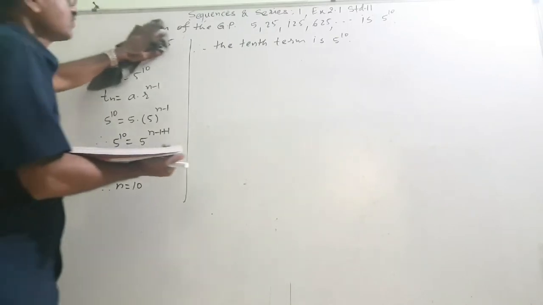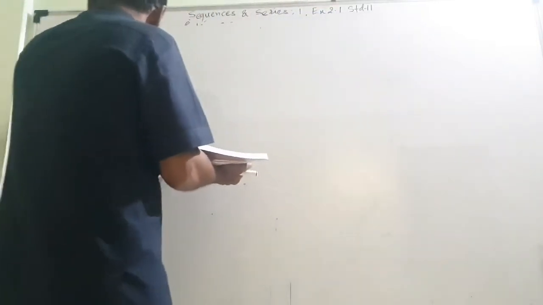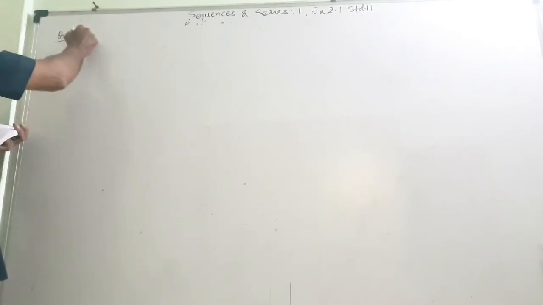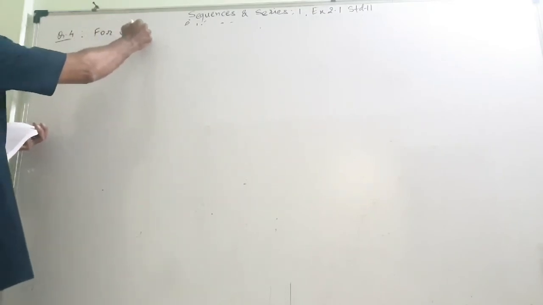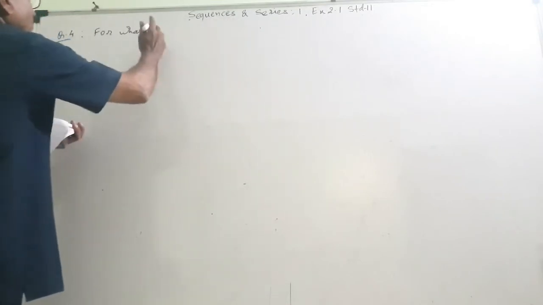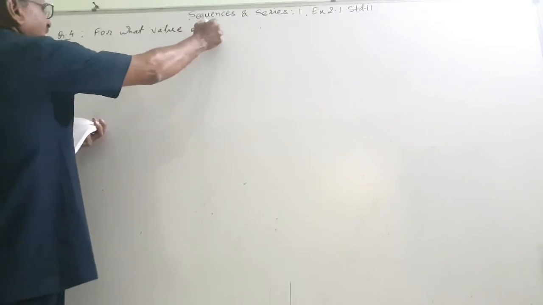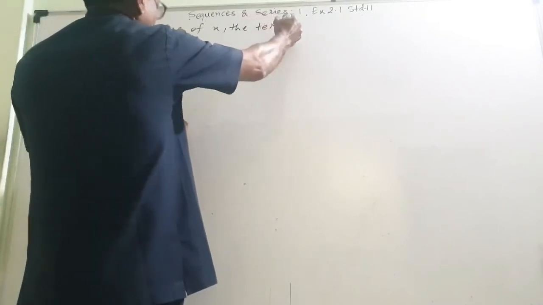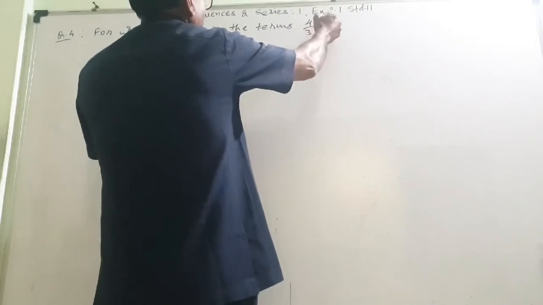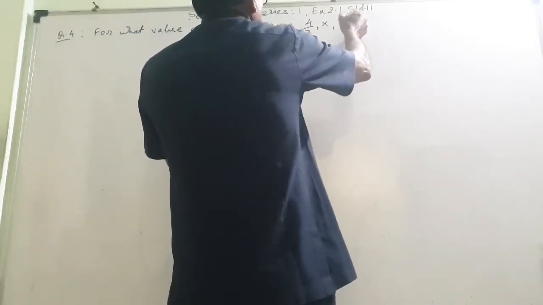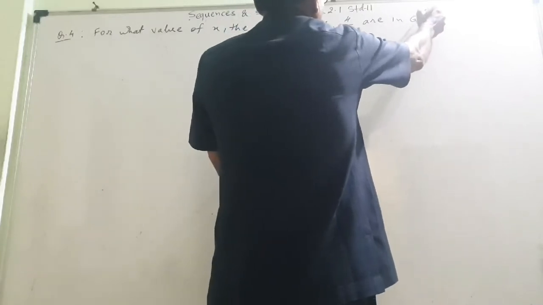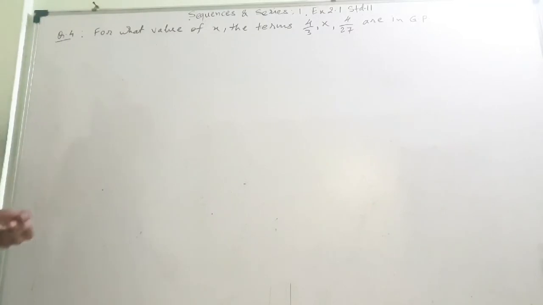Question number 4. For what value of x are the terms 4/3, x, 4/27 in GP? These are the terms, they are in GP.